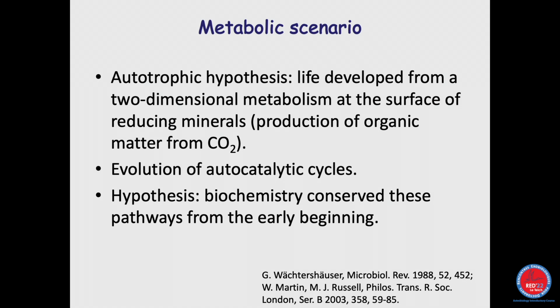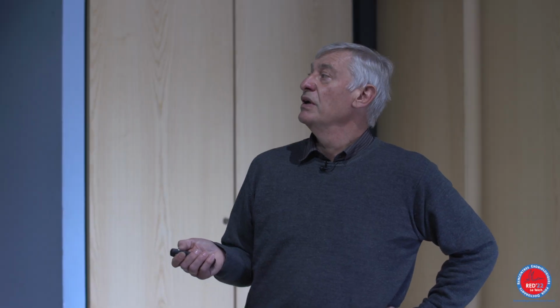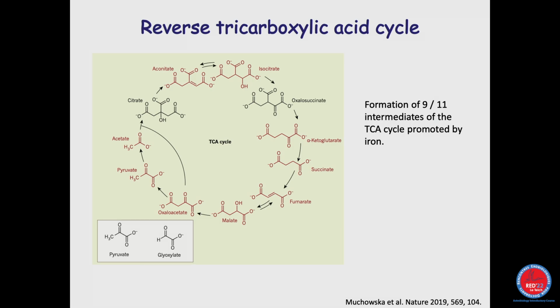One of their ideas is that biochemistry may have conserved some of these pathways from the early beginning. And there is still activity in this field. I just mention this work made by Camille Muchowska and Joseph Moran in Strasbourg, who have shown, for example, that if you start from pyruvate and glyoxylate, it's possible to get 9 of the 11 intermediates of the citric acid cycle, the Krebs cycle, that may lead to organic matter by working in the reverse direction.